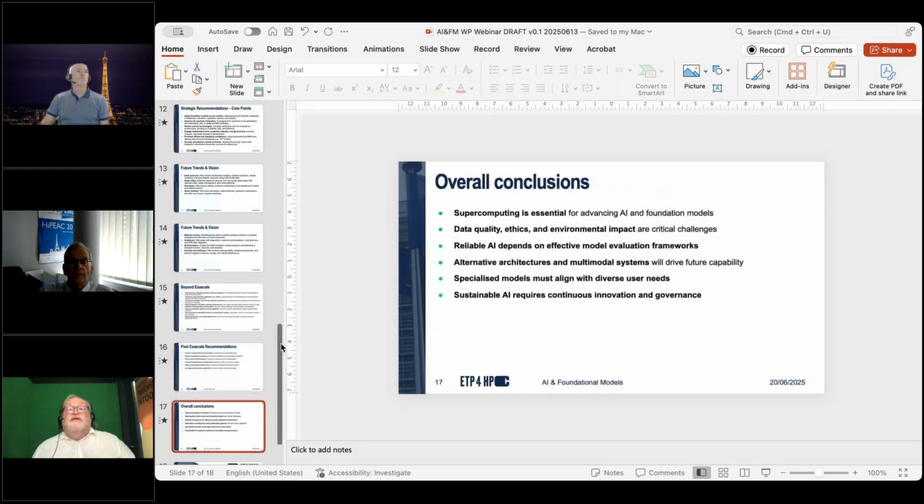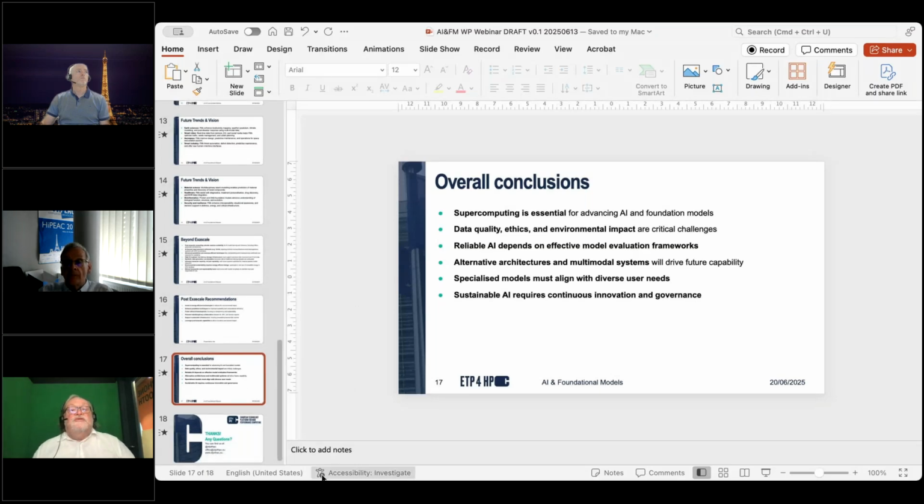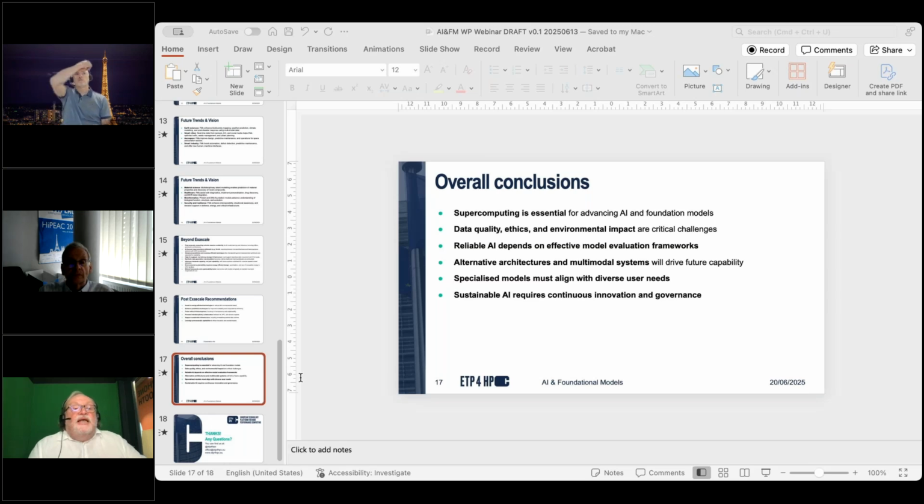Finally, our overall conclusions. I think we all recognize that HPC is critical to Europe's AI strategy. Ethical, secure, and sustainable AI and foundational models require deep collaboration across the board. And Europe has the opportunity to lead globally by aligning compute, policy, and data within its strategic goals.